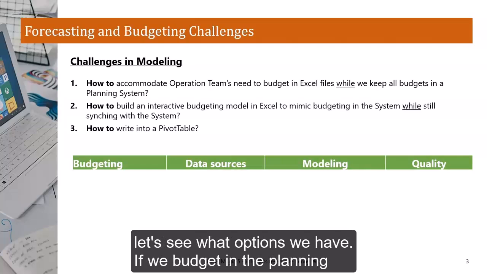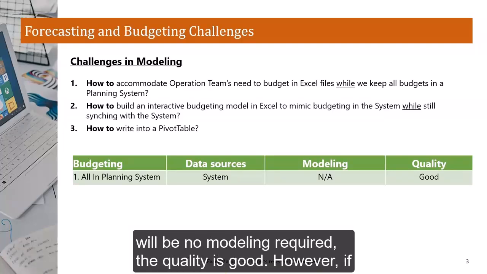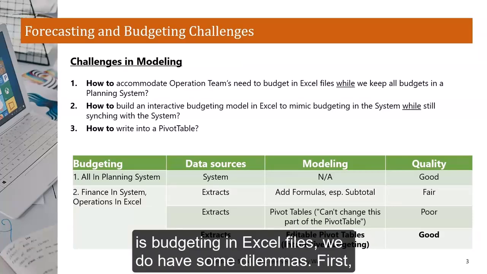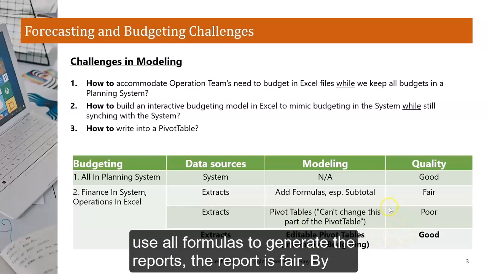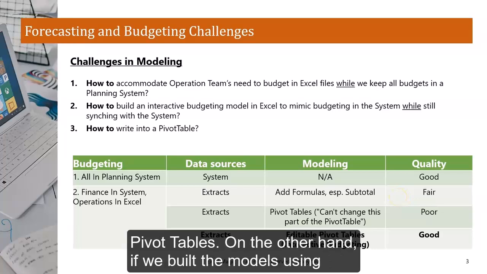Now let's see what options we have. If we budget in the planning system, the data source will stay with the system, and there will be no modeling required. The quality is good. However, if the finance team is budgeting in the system while the operations is budgeting in Excel files, we do have some dilemmas. First, the data source extracts from the system. However, if we use all formulas to generate the reports, the report is fair. By fair, I mean it is not as dynamic as building the model in pivot tables.